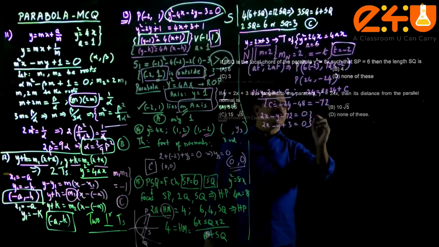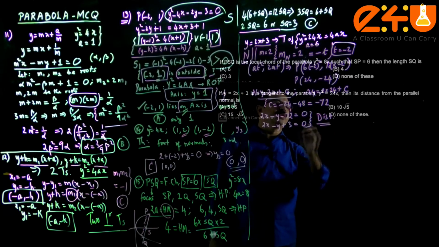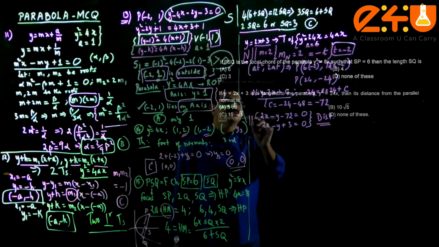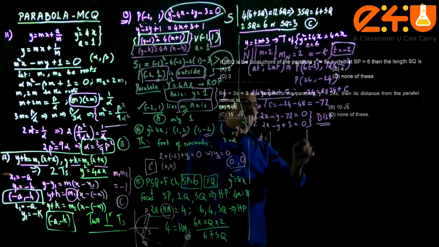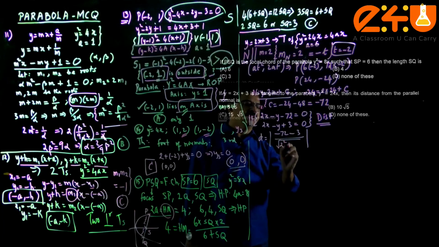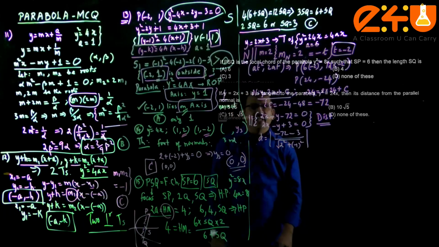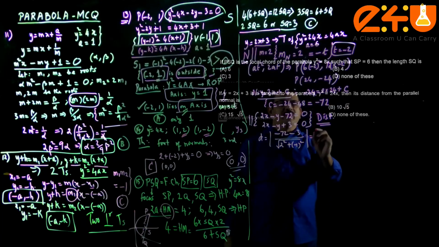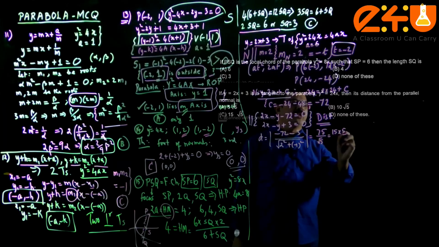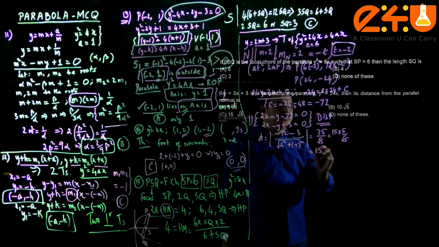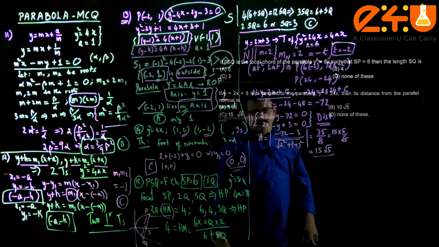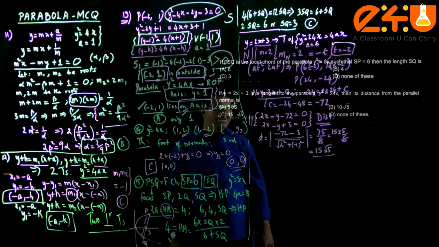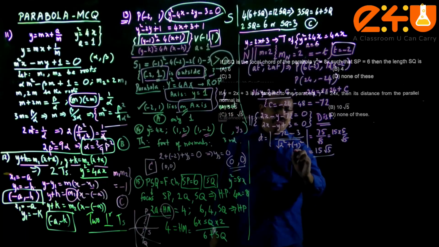Now, we want the distance between them. That's it. They are parallel lines. You know the parallel lines distance formula: mod of C1 minus C2, minus 72 minus 3, divided by root of A square plus B square, where A and B happen to be the coefficients of x and y. So that becomes 75 divided by root 5. So 15 into 5 over root 5. So the answer is 15 times root 5. Whatever option you can discover.